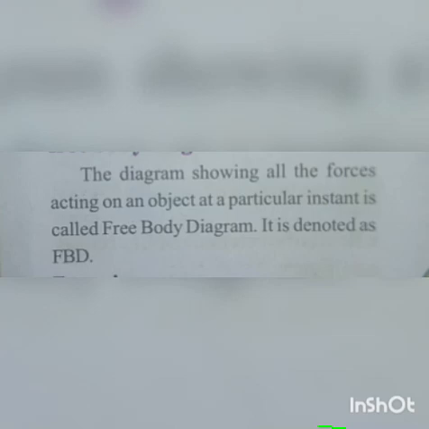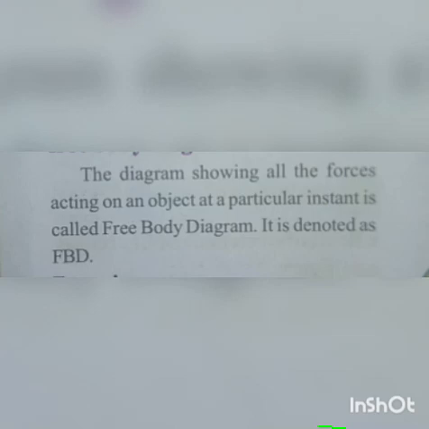Dear students, as you know, in reality many forces can act simultaneously on a body. For example, there exist two forces on an object placed on a horizontal floor. One is gravitational force, which works in the downward direction, and another one is normal force, which works in the vertical direction. So if we draw a diagram by showing all these forces, we can call it a free body diagram, and in short form we call this an FBD diagram.